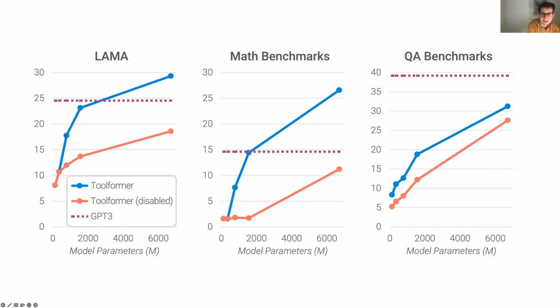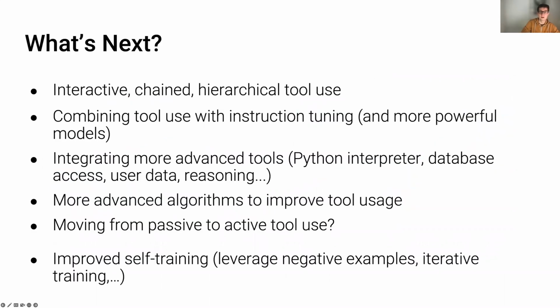All right, that brings me to my final slide, which is just an outlook over some topics that I think might be interesting to work on next. One of the things on this list here is interactive, chained, and hierarchical tool use. If you look at the way that Toolformer learns to do API calls, all the API calls are generated independently. And that means there's not a single example in our training data where the model would first call one API and then use the output of that API as the input to another API. So that would be an example of a chained API call where you need to apply multiple API calls in a chain.